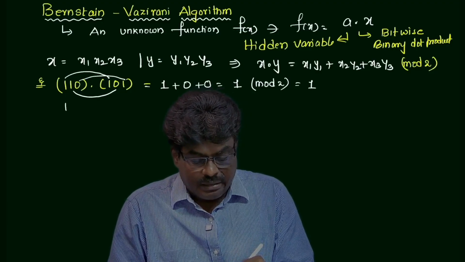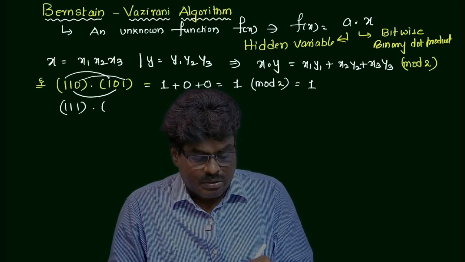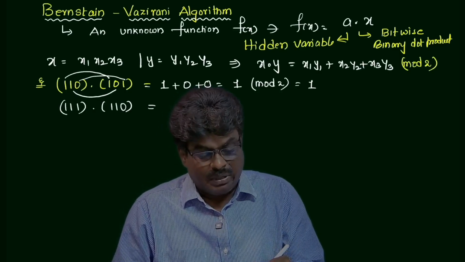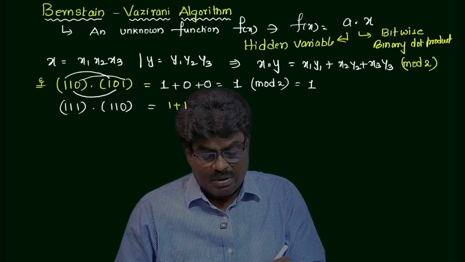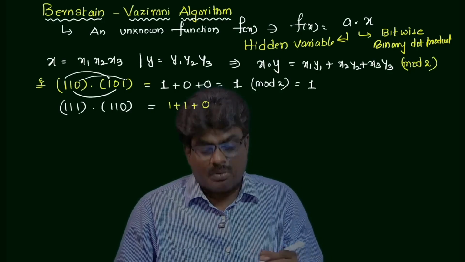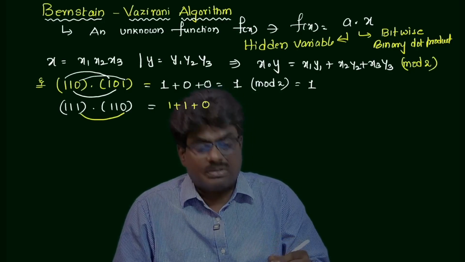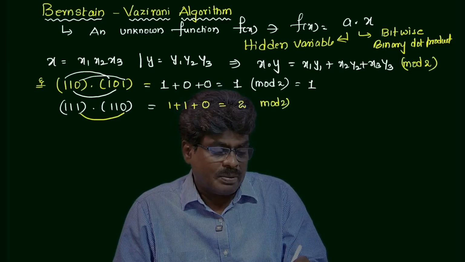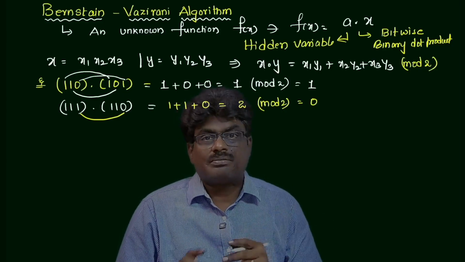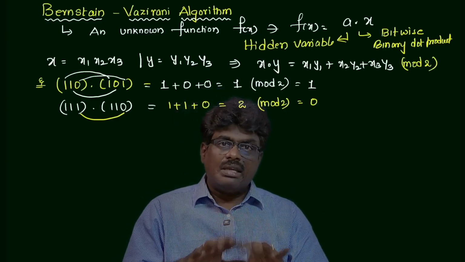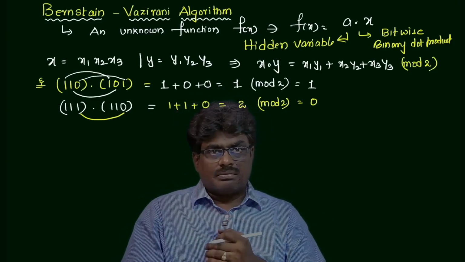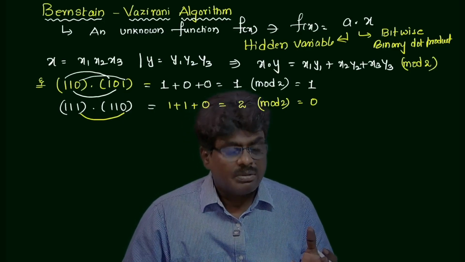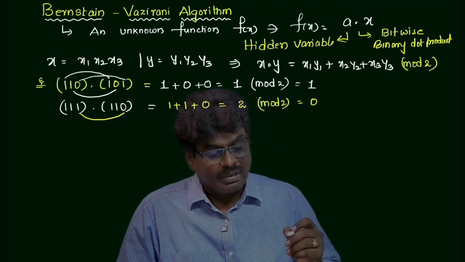If I take 111 dot 110, then if you take this dot product, this is 1 plus 1 plus the last one is a 0, because here 1 into 0 is a 0. Here this is a 2. After taking a mod 2 operation, you will get a 0. So finally you will get either 0 or 1 always. That's why it is the bitwise binary dot product with modulo 2 operation.